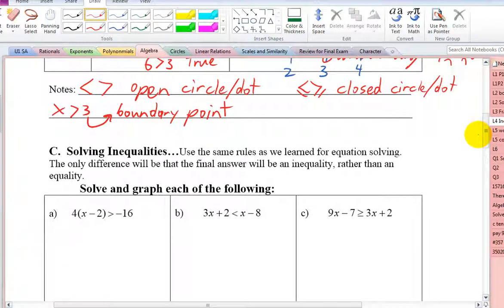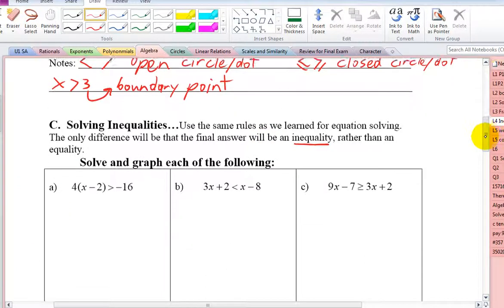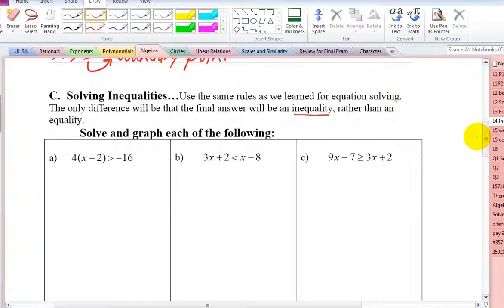So let's solve it. We're not learning anything new with solving. It's just that the answer is an inequality and we have to be able to graph it. So all our same rules apply. If you see addition, undo it. If you see multiplication, undo it. Good. So multiply in just like you normally would. And then solve.